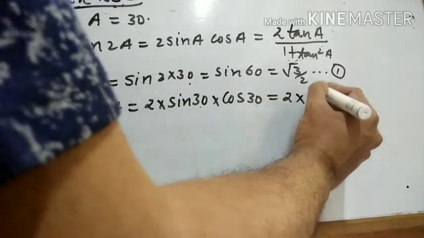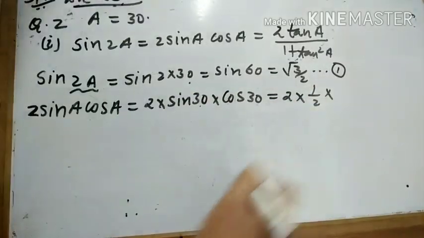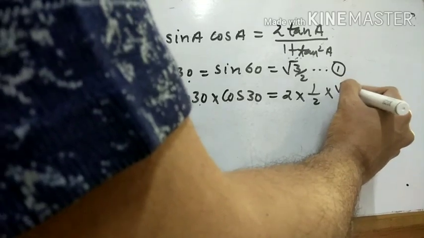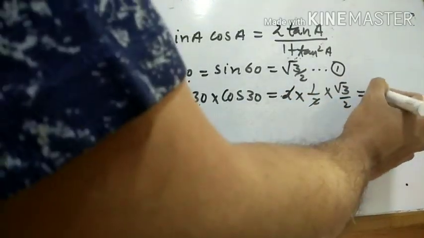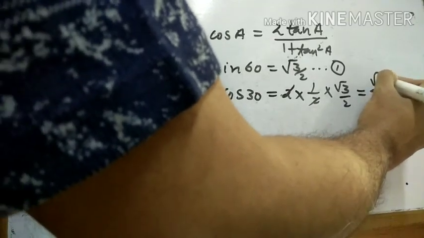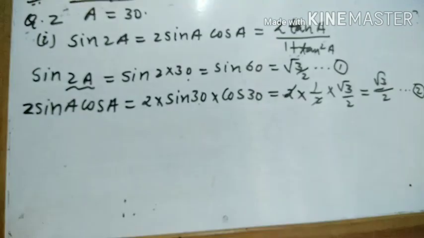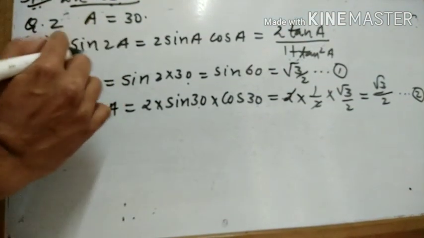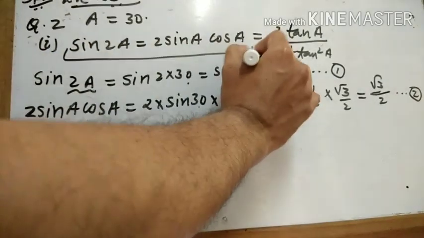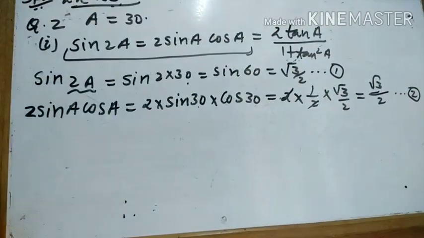Now sine 30, if you know the tabular values, is 1 over 2. And cos 30 is root 3 over 2. 2 and half get cancelled. So your final value for this particular thing is root 3 over 2. So this is the second result. In short, we have proved the first two things equal because the final results are the same, root 3 upon 2. Let us see the third part.